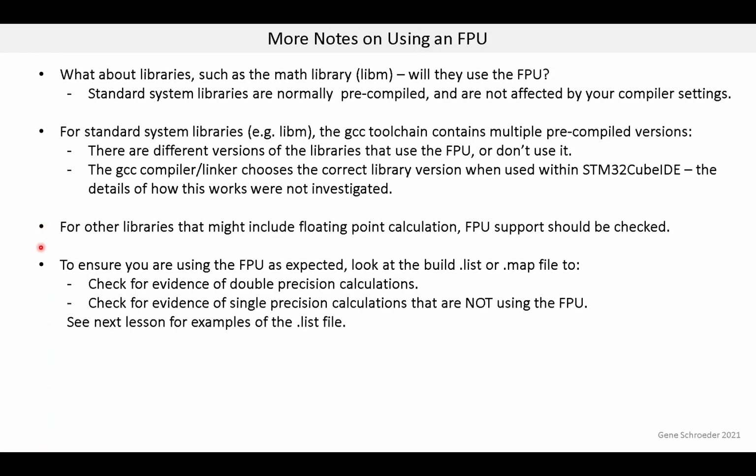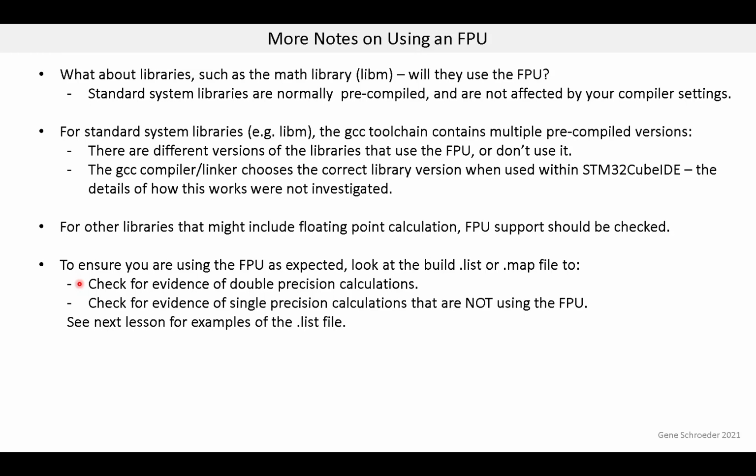So finally, I think it's a good practice to ensure that you're using the FPU as expected. That's because it's not clear when you're running your code whether it's truly using the FPU in the way you think it is. And one way to do this is to look at the .list or the .map files that are generated or can be generated during a build. And I suggest you look at the list file.